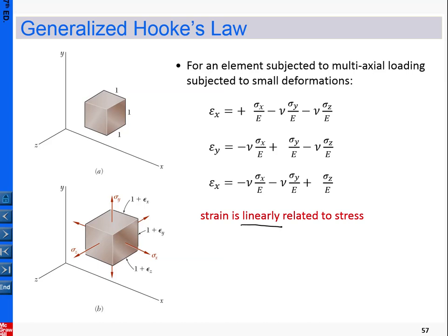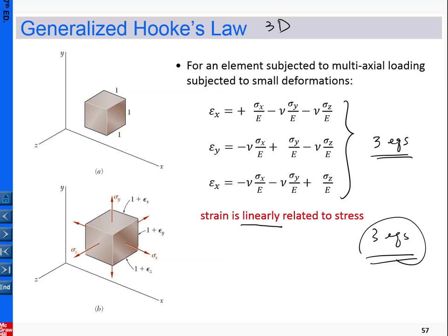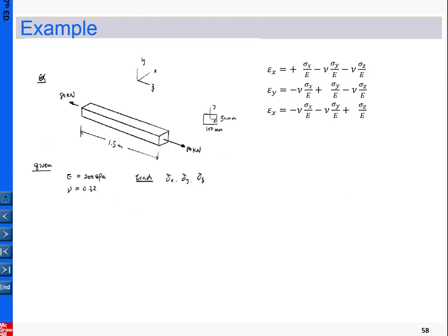So this is the part of the generalized Hooke's law to account for the normal loading. And the second half of Hooke's law is to account for shear loading, and that will be in the following sections. So in total, for generalized Hooke's law in three dimensions, we have three normal loading equations plus three shear loading equations. This one will be talked about shortly in the following section.